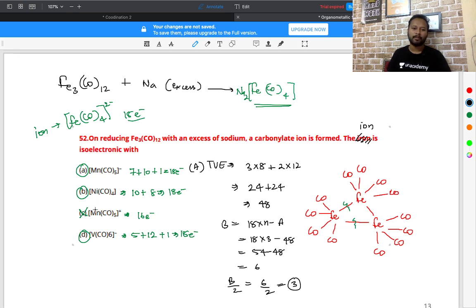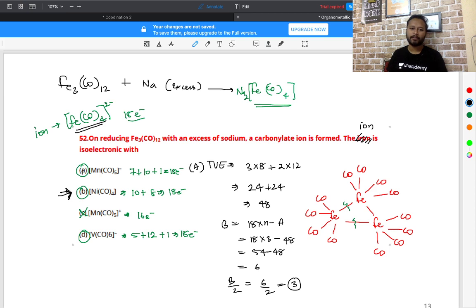Now if you look at option 1, A, B and D, option A will have a TBP kind of structure, trigonal bipyramidal, because you have 5 ligands, you have to attach them. So it will be something like TBP kind of structure. Option B will have a tetrahedral structure, and option D will have an octahedral structure based upon the number of ligands I'm just telling. Okay, now the ion which is given to you also has 4 ligands, 4 CO attached, so it will also have a tetrahedral kind of structure. So that means this particular ion is isostructural with option number B.